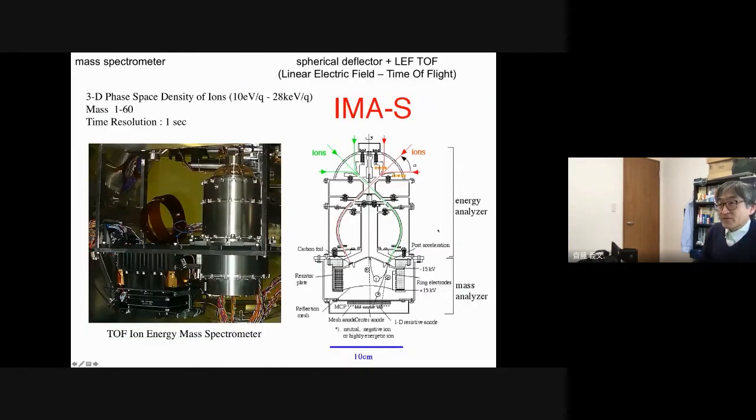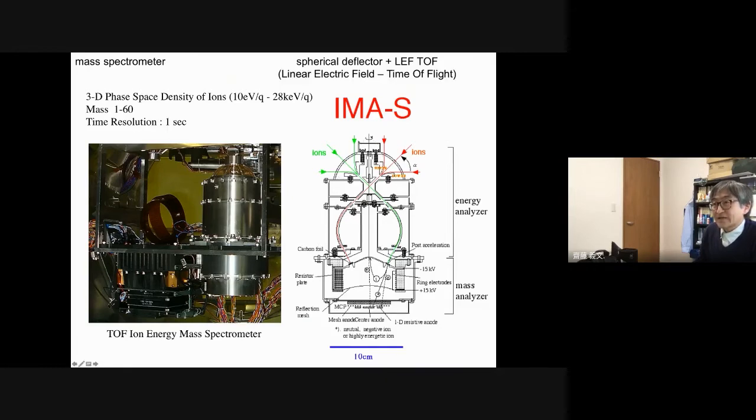This figure shows the cross-section of this instrument. Because the Kaguya spacecraft was a three-axis stabilized spacecraft, one surface of the spacecraft was always facing the moon. But what we want to do is to measure the three-dimensional distribution of ions. So this kind of instrument has to have a very wide field of view.